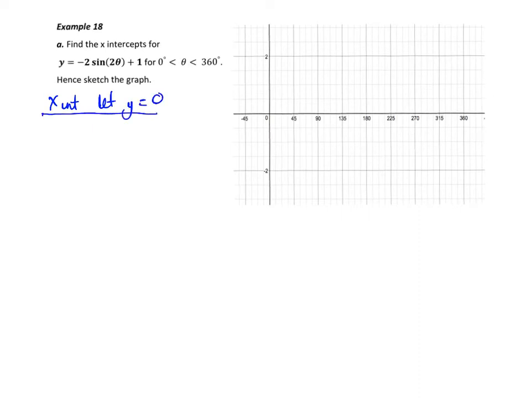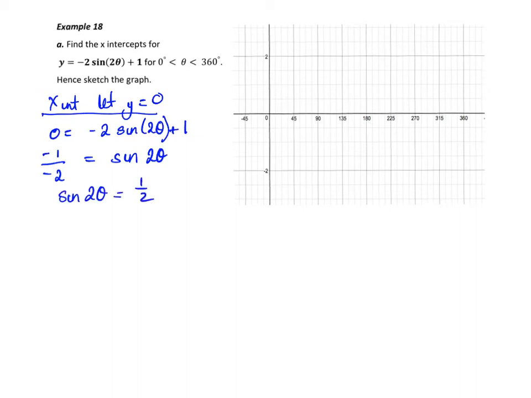All right, so you get 0 equals minus 2 sine 2 theta plus 1. All right, we want to get the sine 2 theta by itself, so let's bring everything over the other side. So bringing the 1 over, it becomes minus 1, and then divide by the minus 2 gives us sine of 2 theta. So of course, that is simply sine 2 theta equal to positive 1/2.